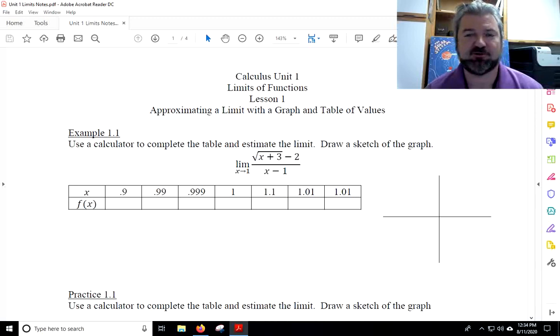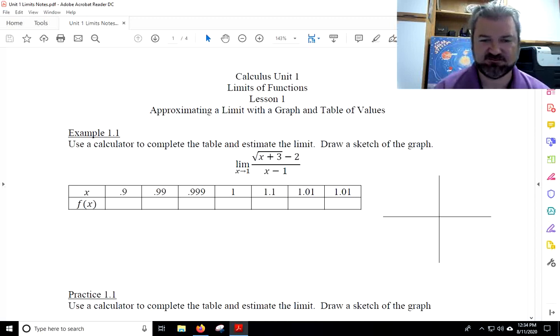In this course, we're going to learn about limits, derivatives, and integrals. We're going to begin with a study of limits because in reality, derivatives and integrals are all simply just applications of limits. So the better you understand limits, the better you'll understand calculus.